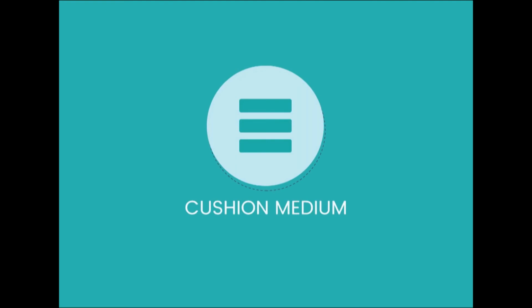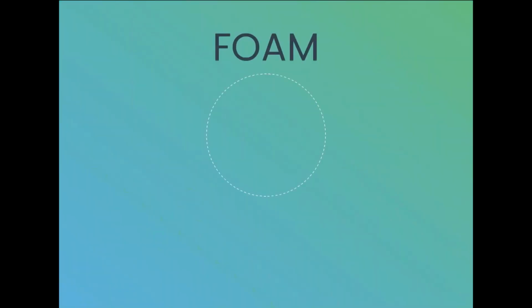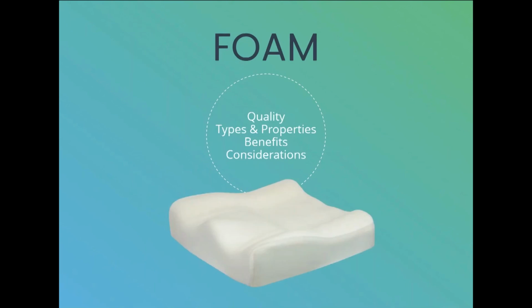Okay, so moving on to cushion medium. And this is super important to understand because no matter what the medium is, quality is the key factor. So the first medium we're going to look at is foam. And we're going to talk about the quality of foam, the types and properties of foam, some benefits and considerations.